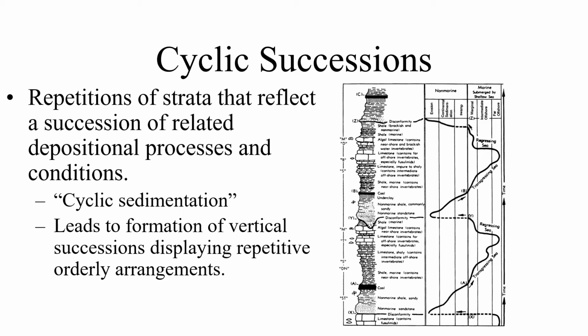The result of these types of series is you get these vertical successions that show that repetitive arrangement over and over again. And we can start interpreting those to see what kind of timescales they represent. But it's important to note that not all of these cyclic successions operate on the same type of timescales.